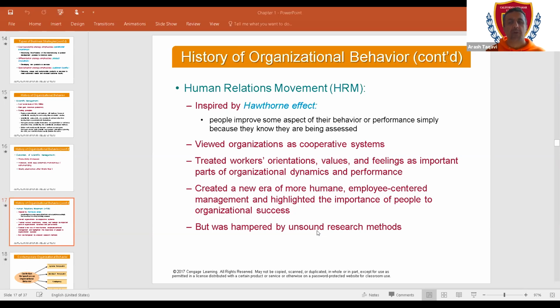It viewed organization as a cooperative system and treated workers' orientations, values, and feelings as important parts of organizational dynamics and performance, and created a new era of more human, employee-centered management, not organizational-centered, not product-centered, not cost-centered, not income-centered. It is employee-centered management. Why? Because during the studies of the scientific method of management, we found that employees are very, very important, but it was hampered by unsound research methods.